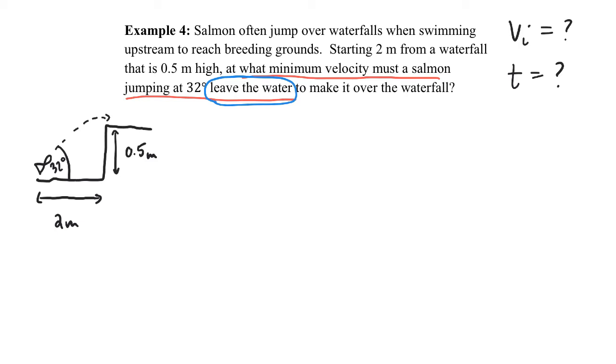Because it's just like it's going to go upstream and over. Yes, it's going upstream and it's going over the waterfall. So it's jumping at an angle, right? It's at an angle. So the problem with this problem is that VI is going to be unknown in both the x and the y direction here.